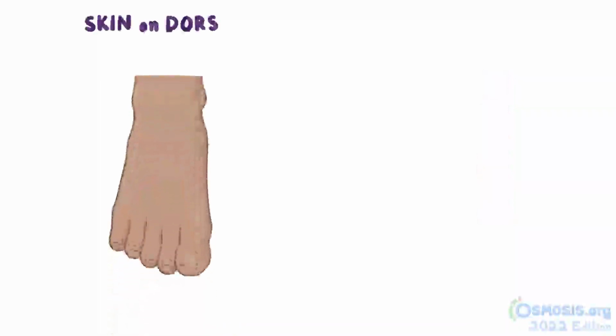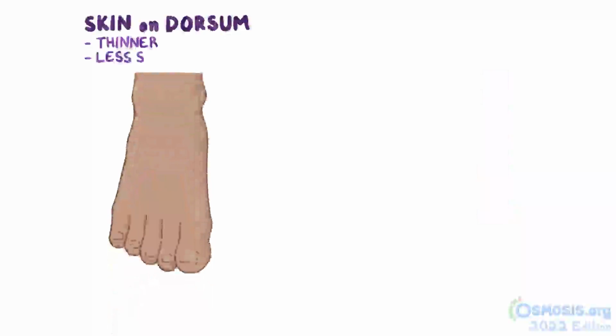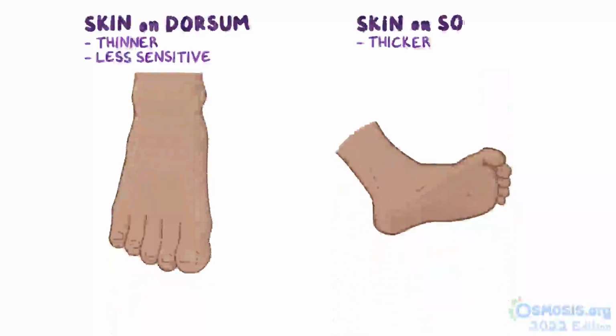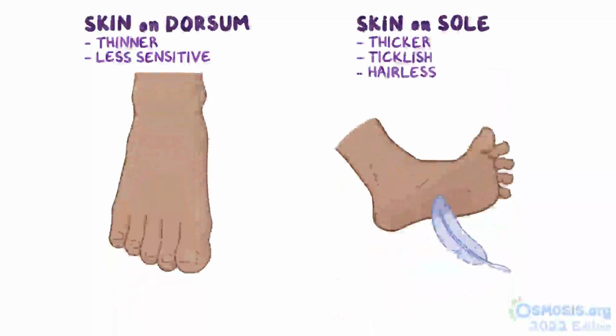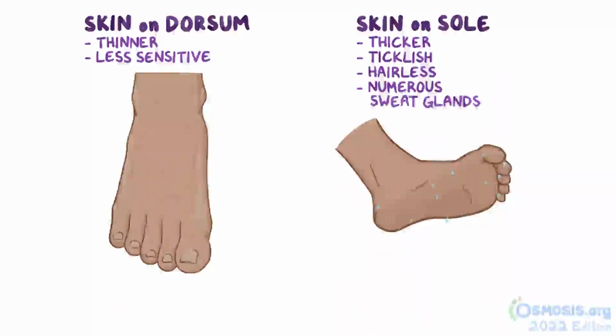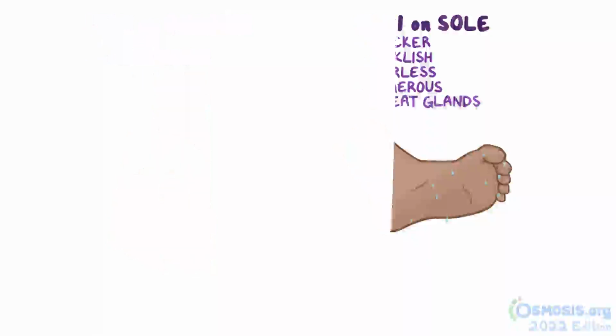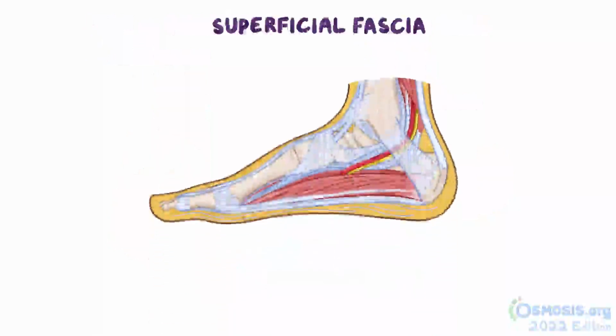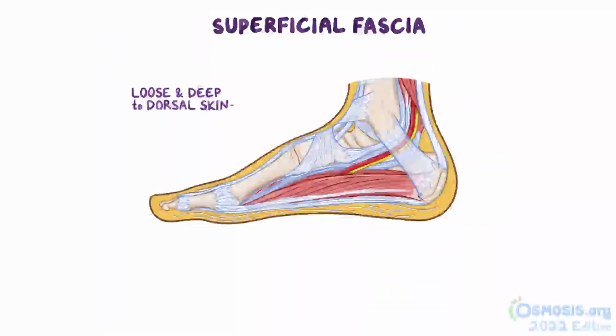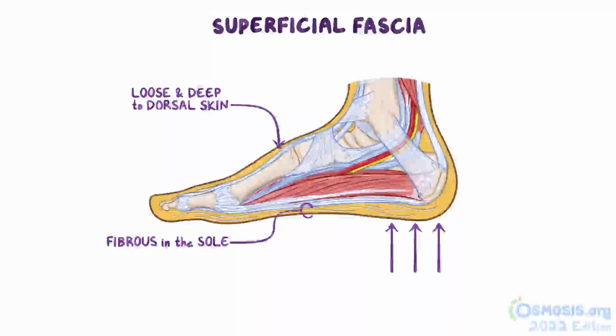The skin on the dorsum of the foot is much thinner and less sensitive than the one on the sole. By contrast, the thick skin on the sole is ticklish, hairless, and has numerous sweat glands. The fascia of the foot can be divided into superficial and deep fascia. The superficial fascia, or the subcutaneous fat tissue, is loose and deep to the dorsal skin. It is much more fibrous in the sole and is thicker than in other areas of the foot, making the heel act as a shock-absorbing pad.